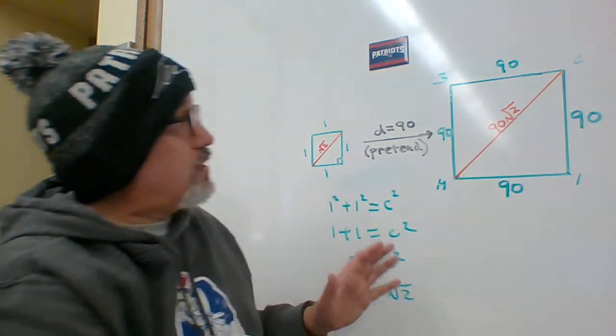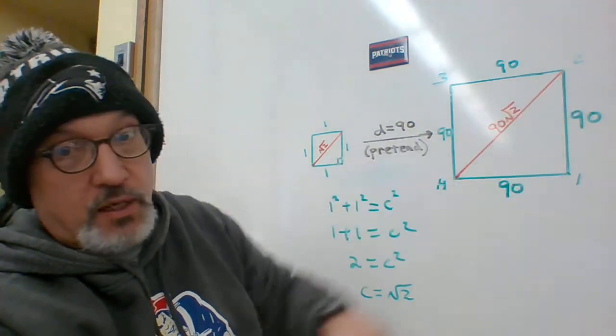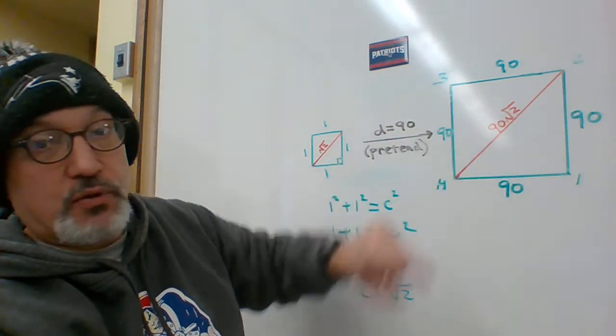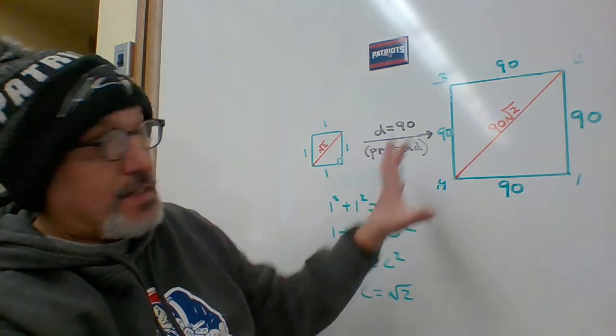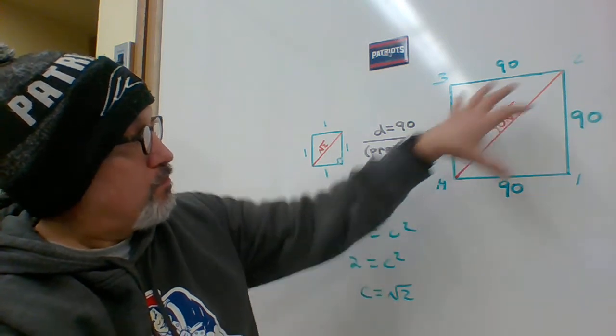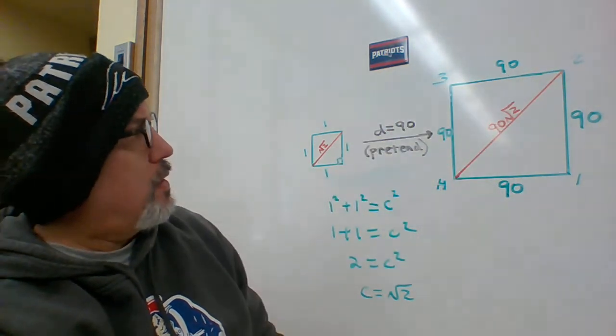So we're going to consider the question, how far is it from home plate to second base? That would be the same as the distance from first to third. It's the diagonal of a square where each side is 90 feet. That's the distance from home to second.